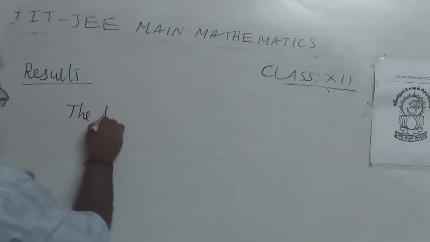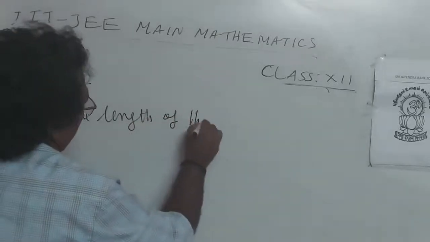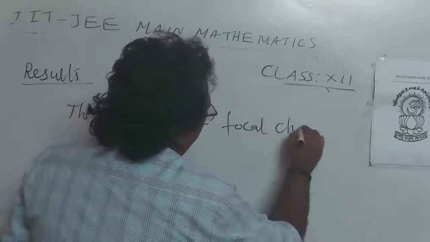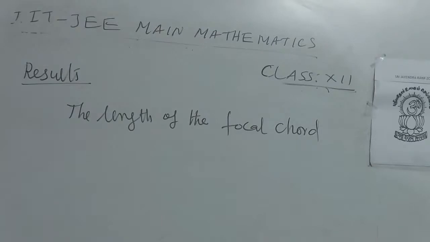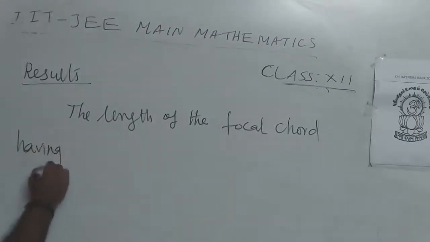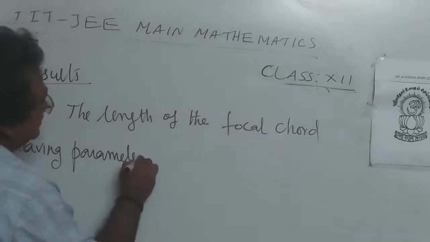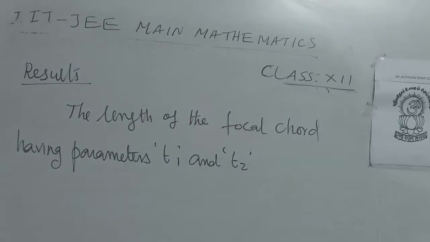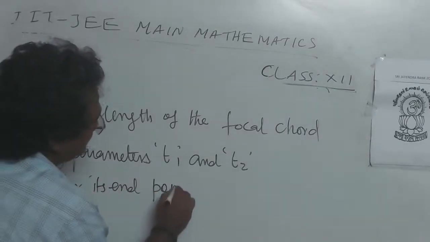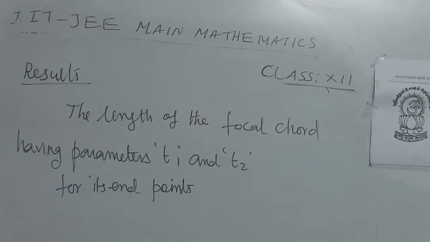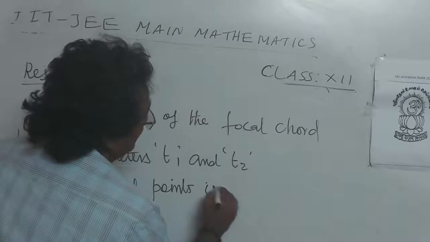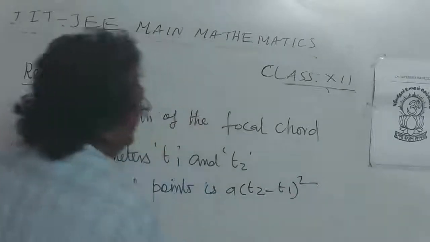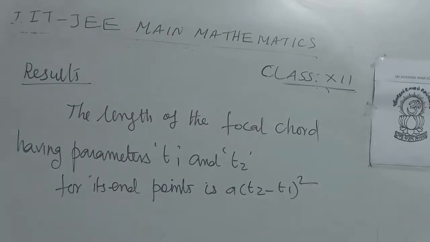Another form: the length of the focal chord having parameters t1 and t2 for its endpoints is a into t2 minus t1 the whole squared.